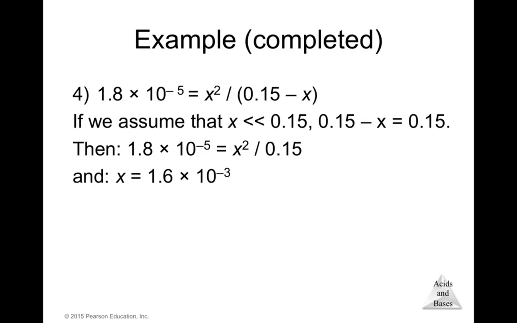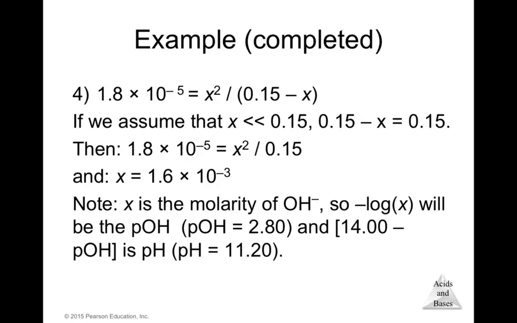Rearrange this equation and obtain the x, that is 1.6 times 10 to the power of minus 3. Remember that this x is equal to the concentration of OH. So we can calculate from here the pOH, that will be 2.80.